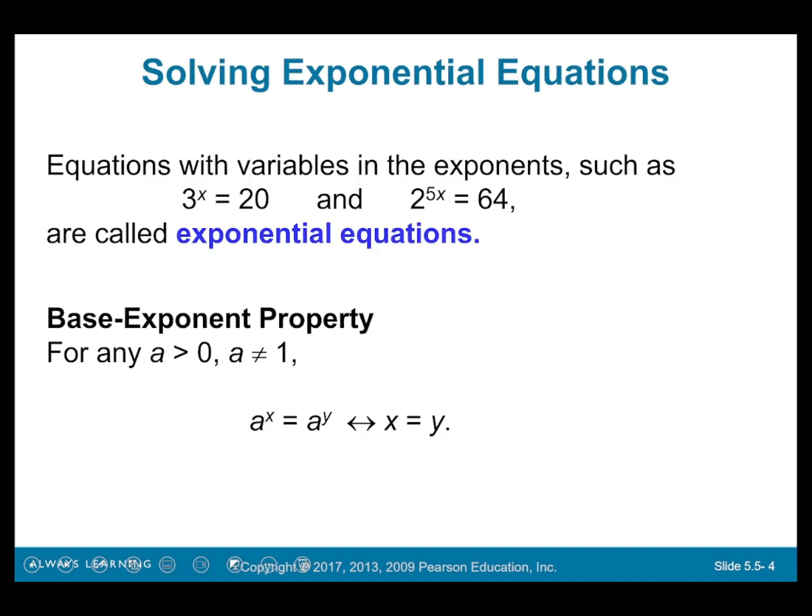Equations with variables in the exponents, such as 3 to the x equals 20 or 2 to the 5x equals 64, are called exponential equations. In general, if we have two numbers whose exponents match, then those two numbers must match. So if I have a to the x equals a to the y, my bases are the same, then that must mean that x equals y. And we will use that fact over and over again.